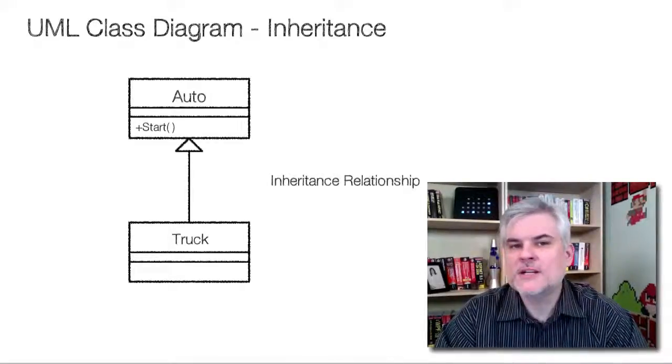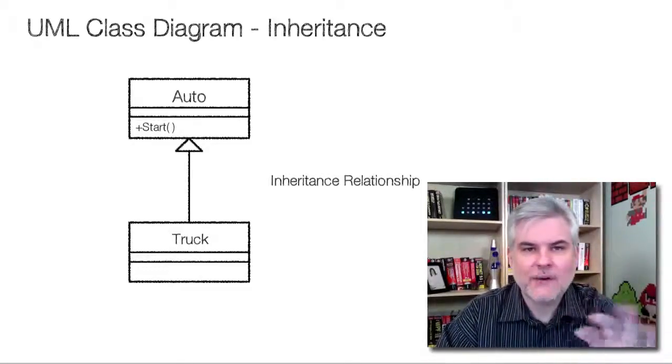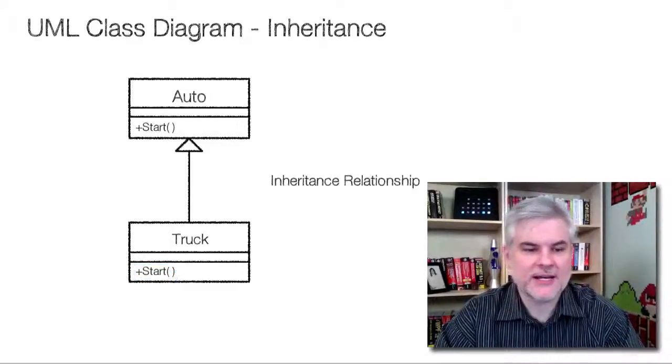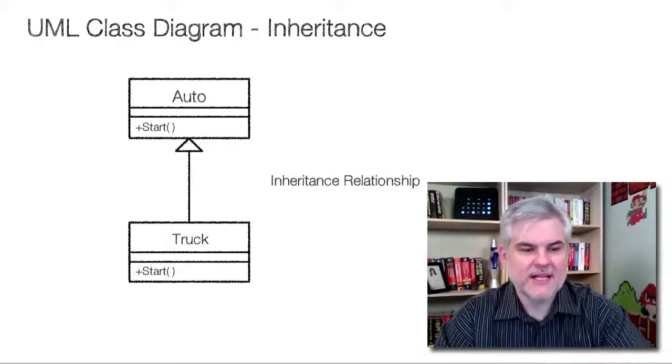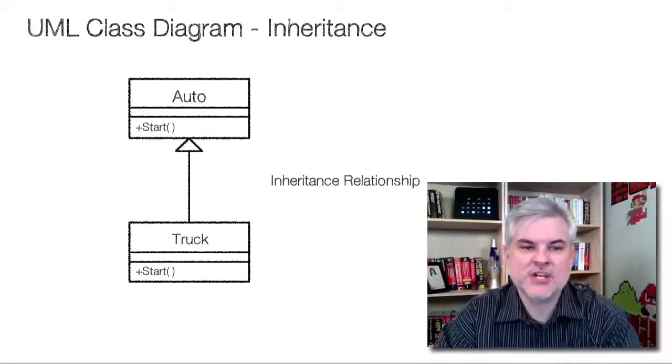Now, what if I wanted to override that start method in the truck? How would I notate that here? Simple. All you do is just go ahead and write it a second time. So here we have the start method is overriding the base class's implementation of the auto class's start method. And it's as easy as that.